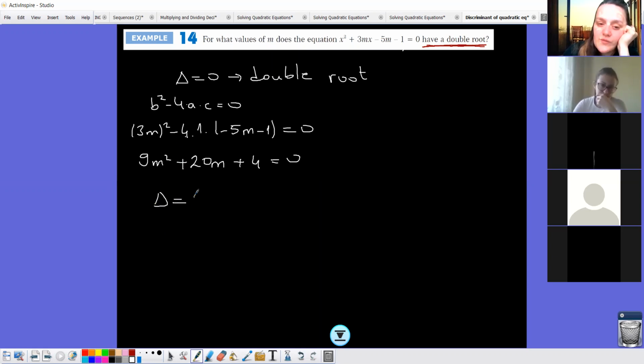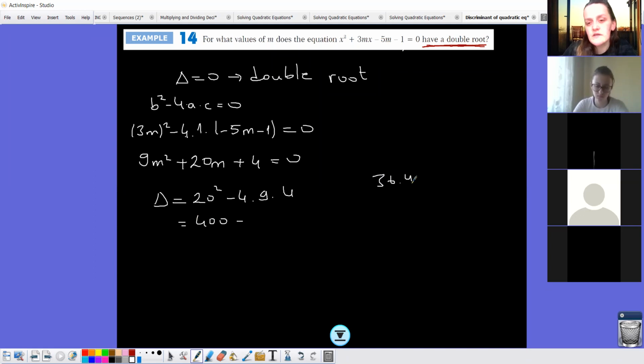Let's check the discriminant of this quadratic equation. What will be 20 squared minus 4 times 9 times 4? This one is 400 minus 4 times 9, it's 36 times 4. What will be 36 times 4? 144. 400 minus 144, what will be? 256.